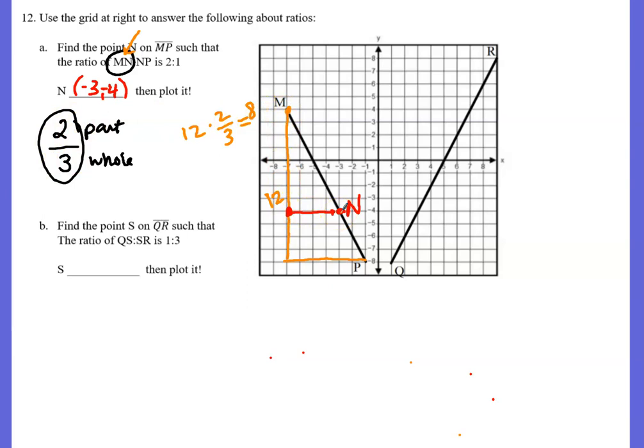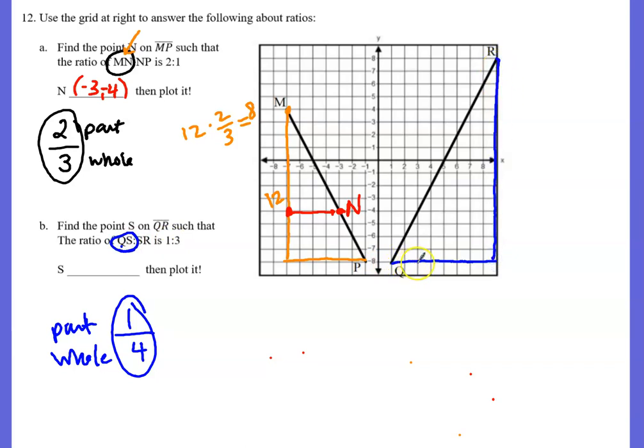All right, let's try for QR. For QR, it says the ratio of QS to SR, and remember, we're going to do part to whole. QS and SR would be parts and parts, so the part is 1, the whole thing would be, add these two together, 4, so I'm going to need to go 1/4 of the way from Q, always start with your leftmost one, towards R. So I'm going to go Q to R, okay.